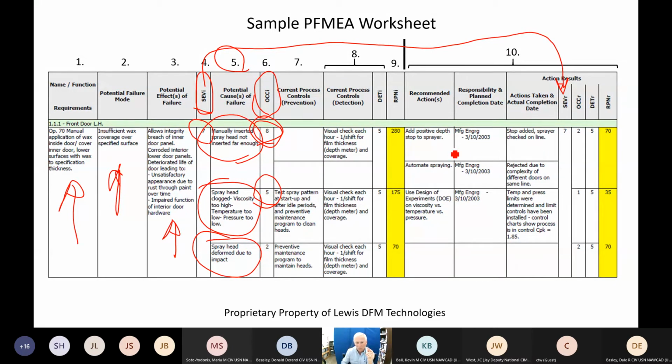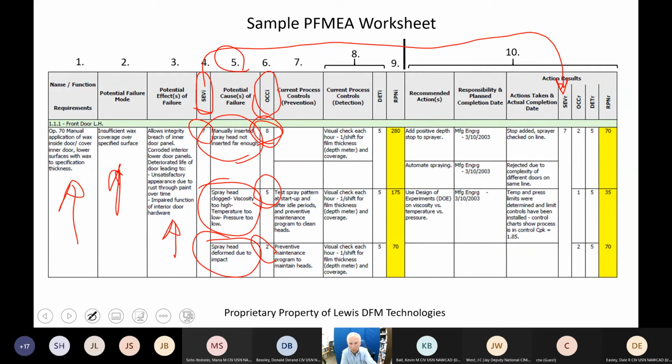Yeah, just one. Okay. So it would get a 5 for that rating, okay? And the occurrence rating of 5 is medium, which is probably normal. The sprayer head being deformed due to impact, probably really low occurrence of occurring, so it would get a 2. So you can see that we have 3 potential causes that now have different occurrence ratings.